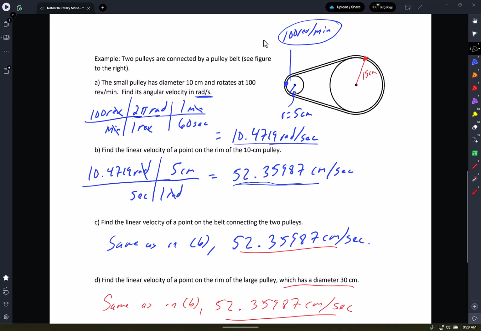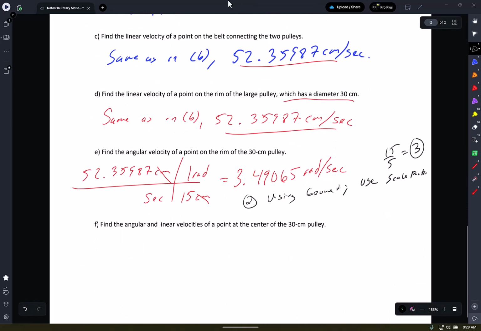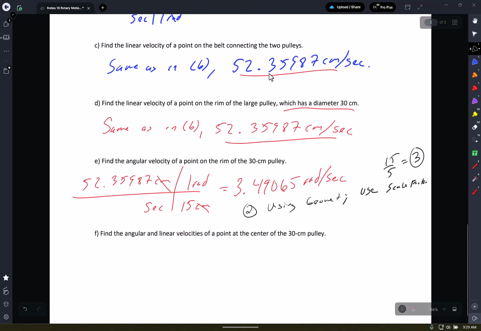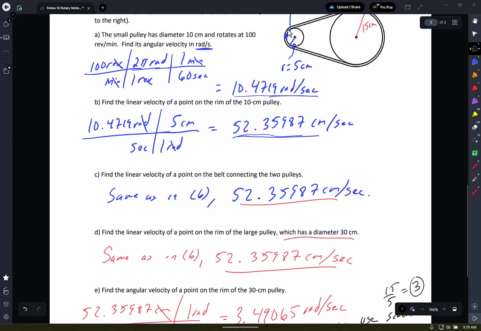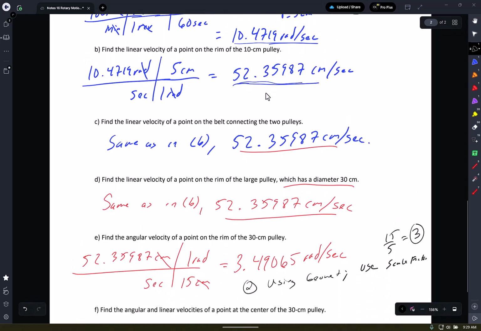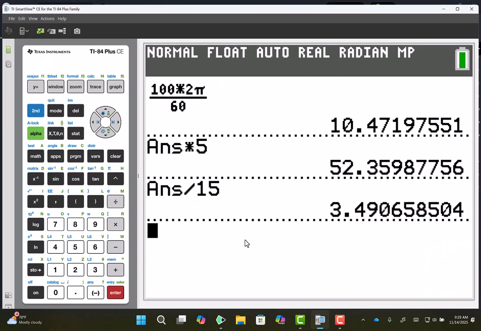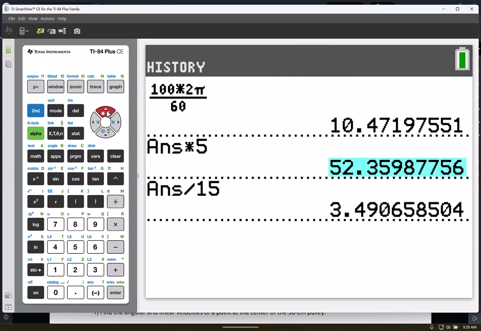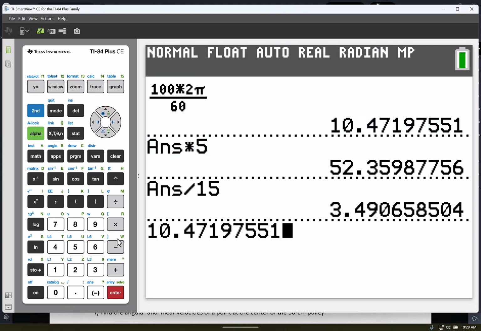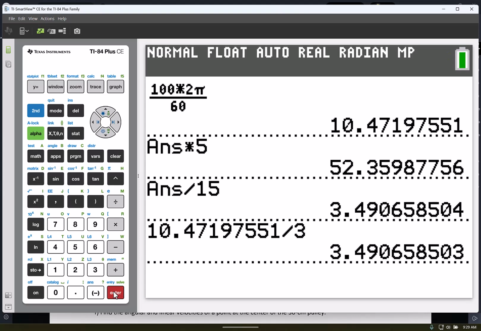Does that make sense? So I could have taken this number right here, 10.4719, and I just divided by 3, and I bet you I'll get this number. So look, watch. I'm not fake. You see that number, 10 point whatever? Take that, divide by 3, and let's see if we get the same digit per digit. And look at that. The last digit's off by 1. Relax. It's because of the rounding. But look, it's the same.